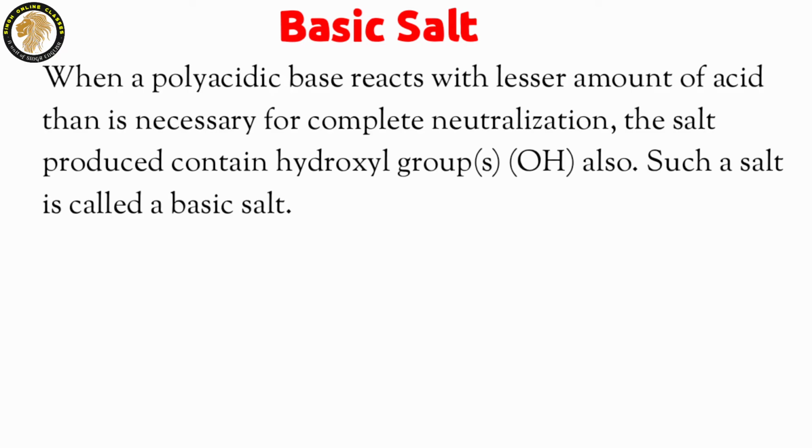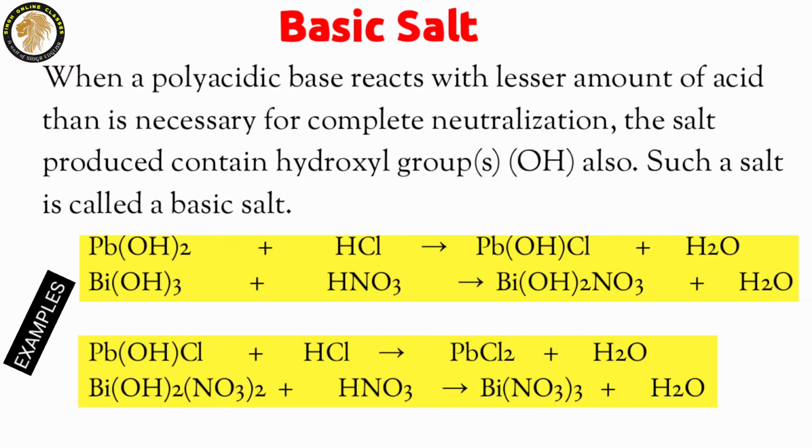A basic salt is formed when a polyacidic base reacts with a lesser amount of an acid than is necessary for the formation of a normal salt. Polyacidic base means, we have already studied acidity of base, a base which contains more than one hydroxyl group. So take some examples here, we can understand with these examples.